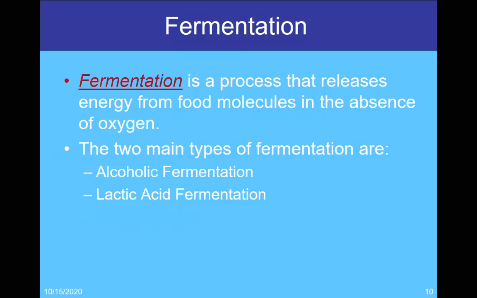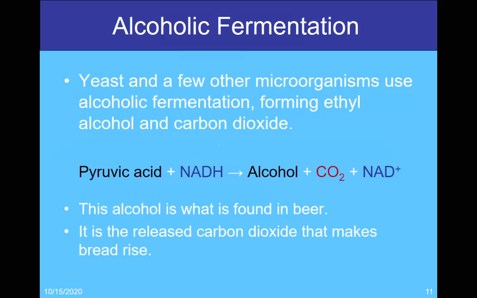Let's start with alcoholic fermentation. Now, alcoholic fermentation is done by very few organisms. Yeast and a few other microorganisms use alcoholic fermentation to form ethyl alcohol and carbon dioxide. So you start out with your pyruvic acid that we identified before, and then we're going to use some of that NADH we manufactured to produce alcohol, some carbon dioxide, and NAD plus so that we can continue going through the glycolysis process. This ethyl alcohol is what's found in beer and wine. This is the fermentation process that we use to make alcohol.